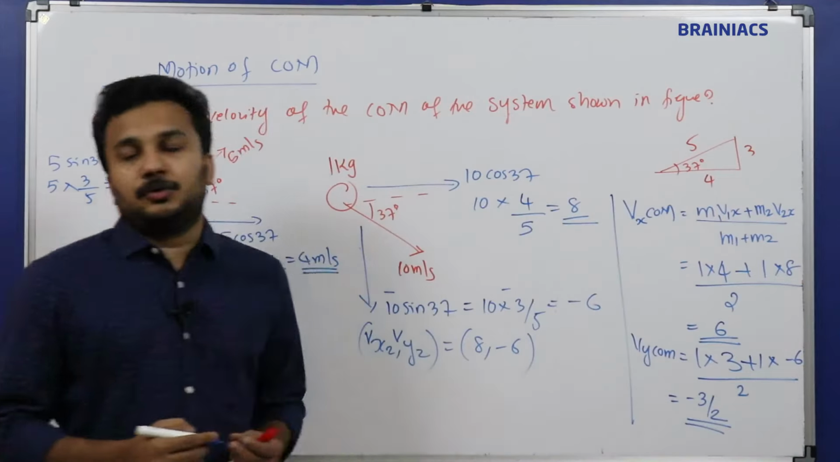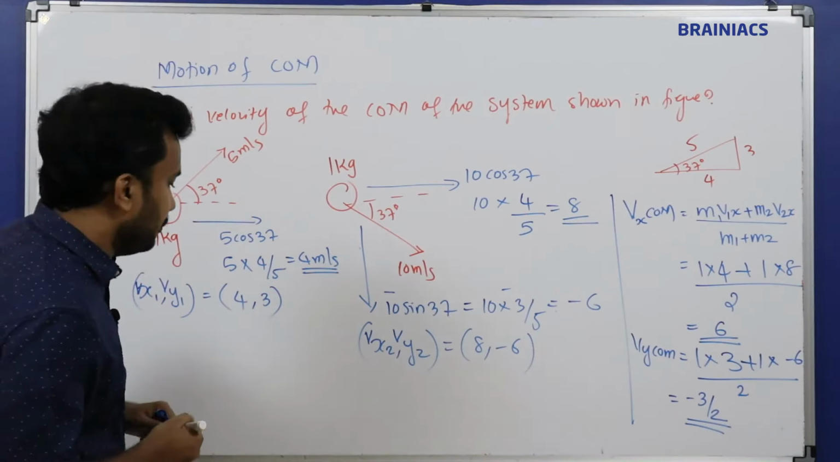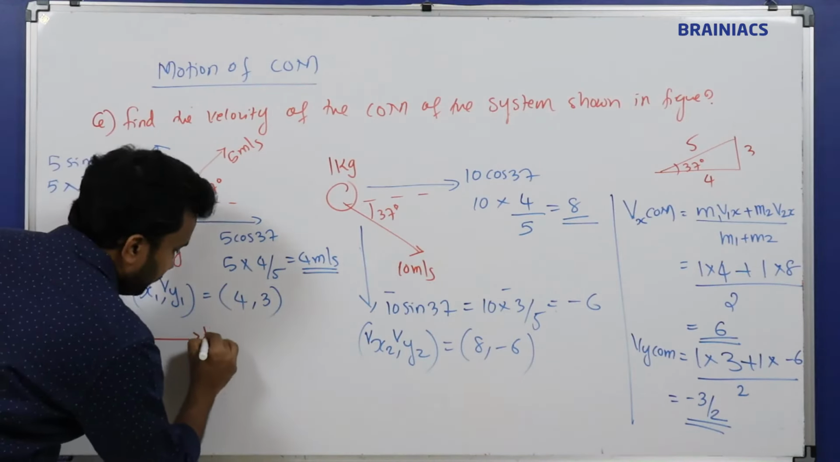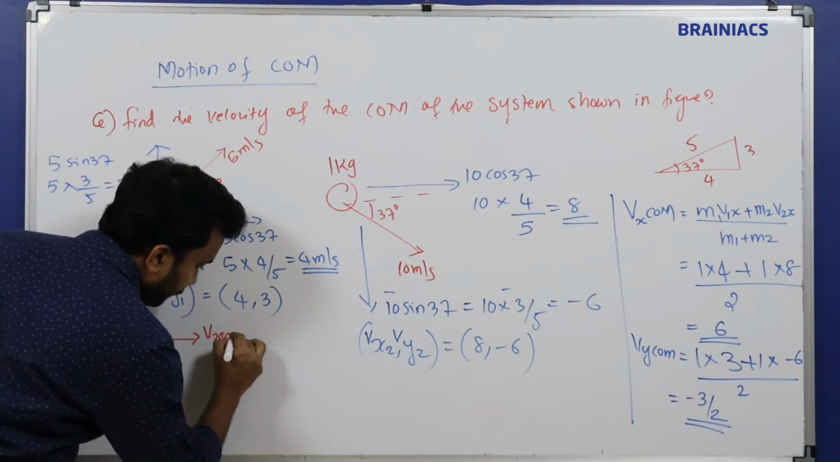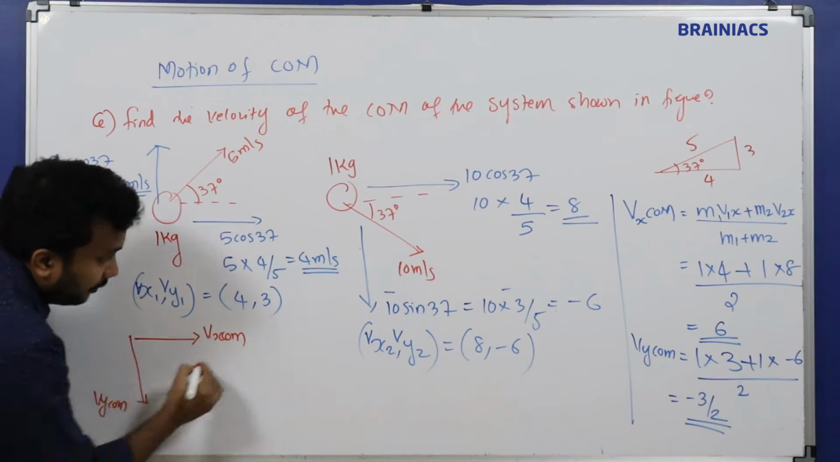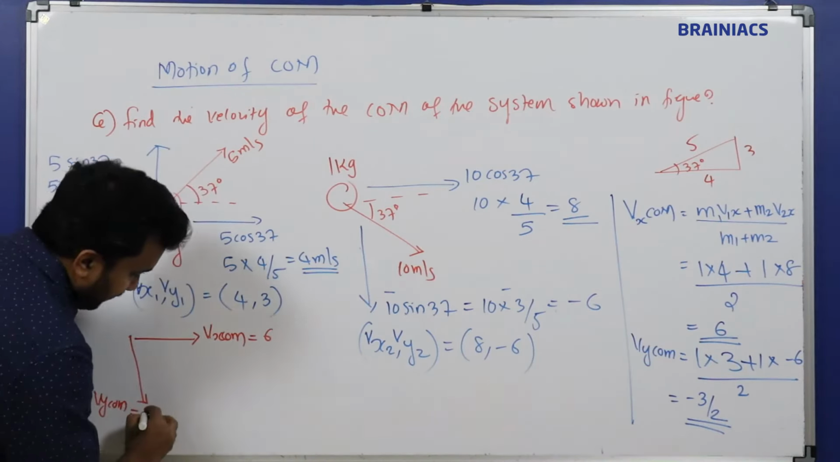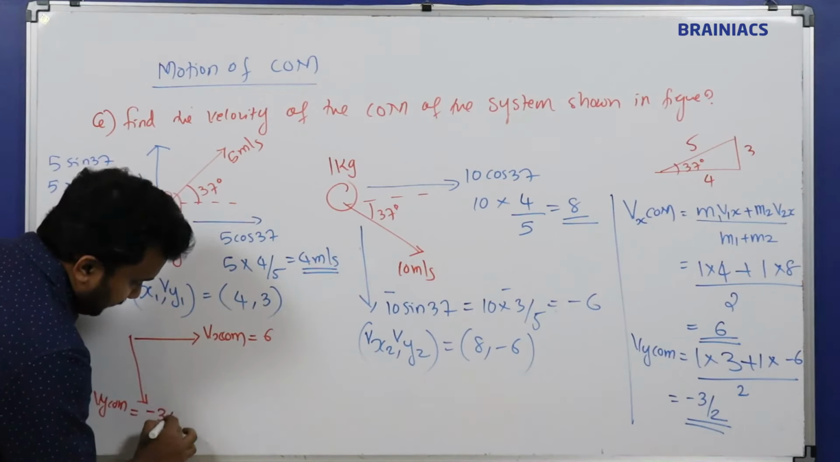So we got two velocities, one in the x direction and another in the y direction, right? We have to use these two to solve this. We have the x component of velocity and the y component of velocity of the center of mass. The x component is 6, and the y component is minus 3 by 2.